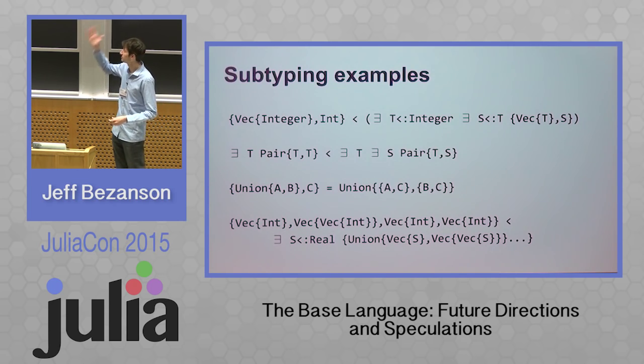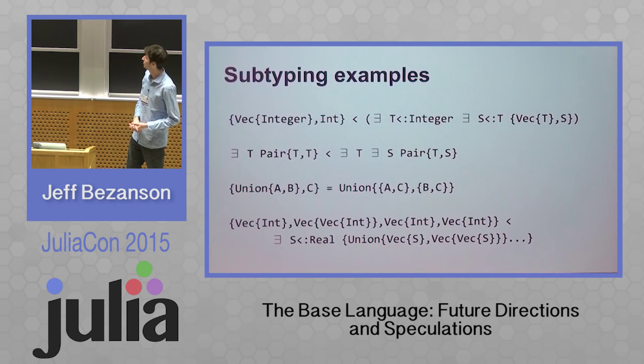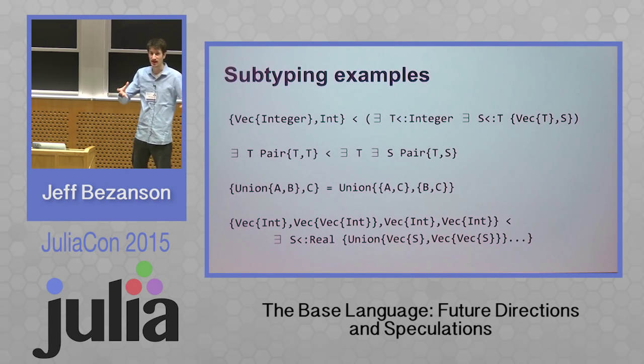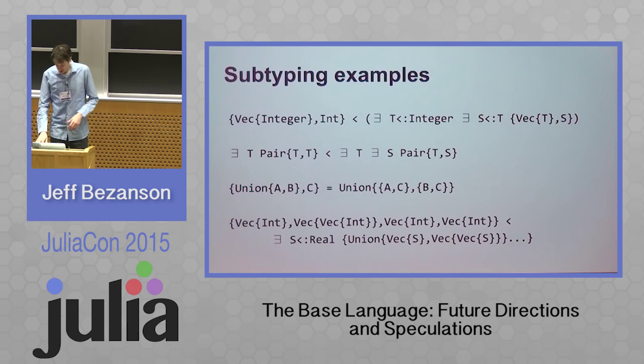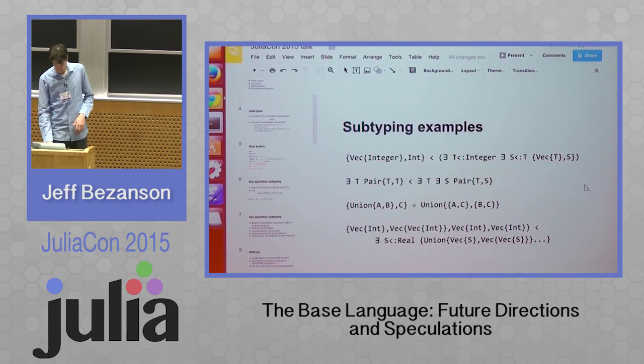And then at the bottom, I have something kind of fancy, where you have a series of arguments that are either a vector of S or a vector of vectors of S, and you can have any number of them. Given some candidate arguments, does that match? We have an algorithm that can do this, and I can demo that a little bit.